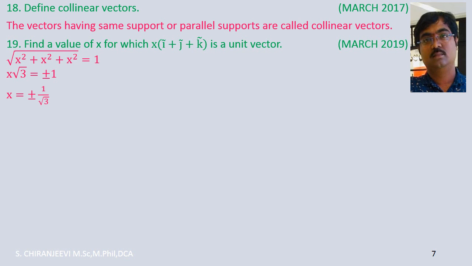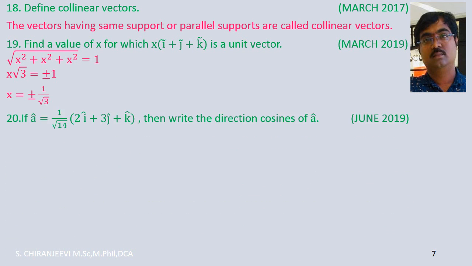If A cap equal to 1 by root 14 times of 2i plus 3j plus k, then write the direction cosines of vector A, June 2019. So here the direction cosines will be 2 by root 14, 3 by root 14 and 1 by root 14.